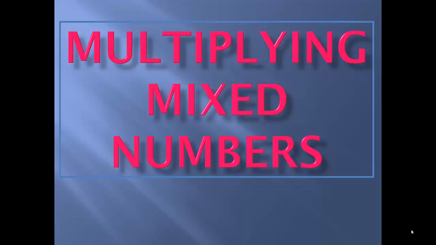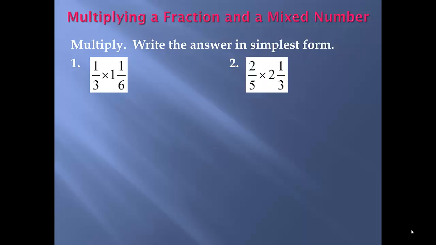Today's lesson is on multiplying mixed numbers. We're going to first look at multiplying a fraction and a mixed number. So we're going to multiply, and then we want to write our answer in simplest form. So for number 1, we have 1/3 times 1 1/6.